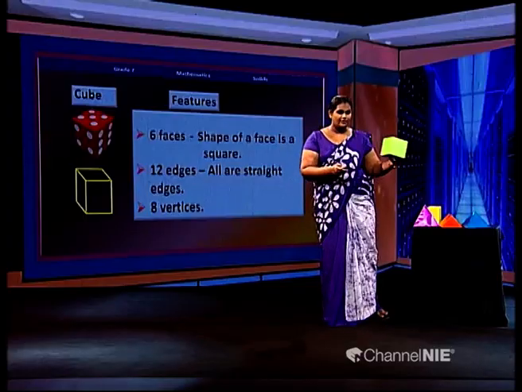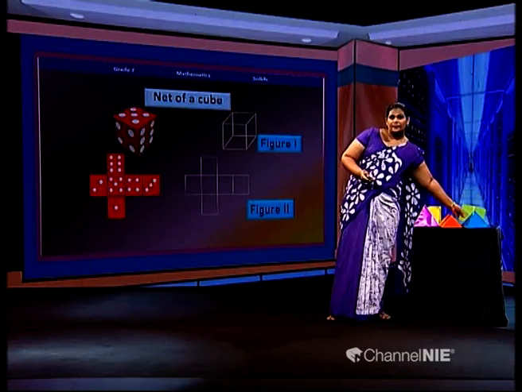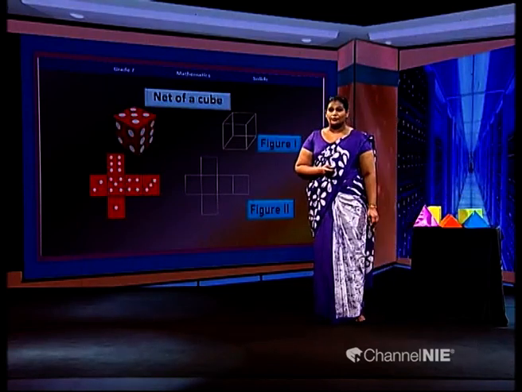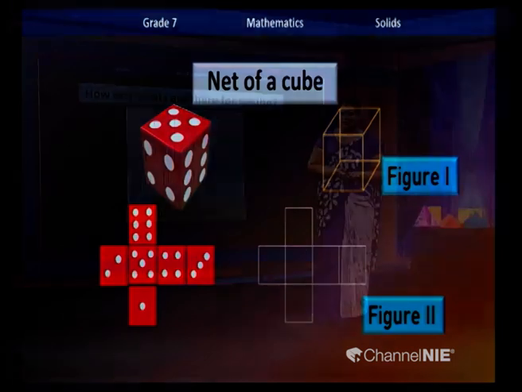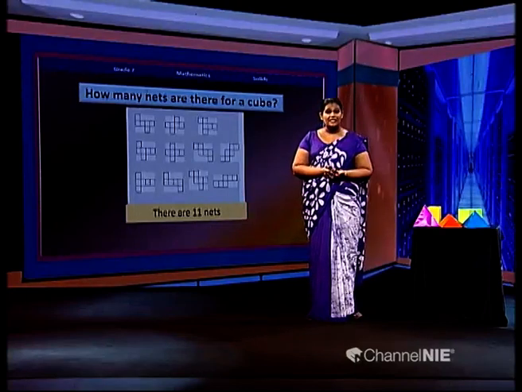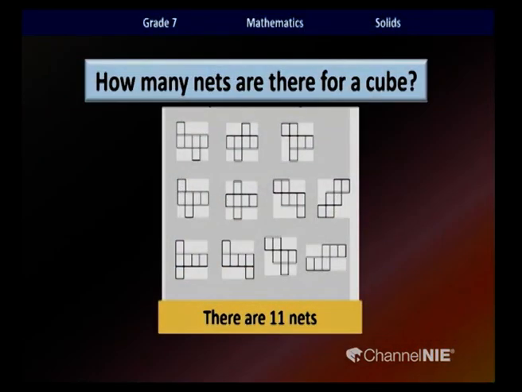Then we have learnt about the net of a cube. As you can see on the screen, in figure 2, I have shown a net of a cube. I am sure you have used it to make a cube at school. But is that the only net that we can use to make a cube? No, we have 11 nets to make a cube. You have studied it in grade 6 as well.